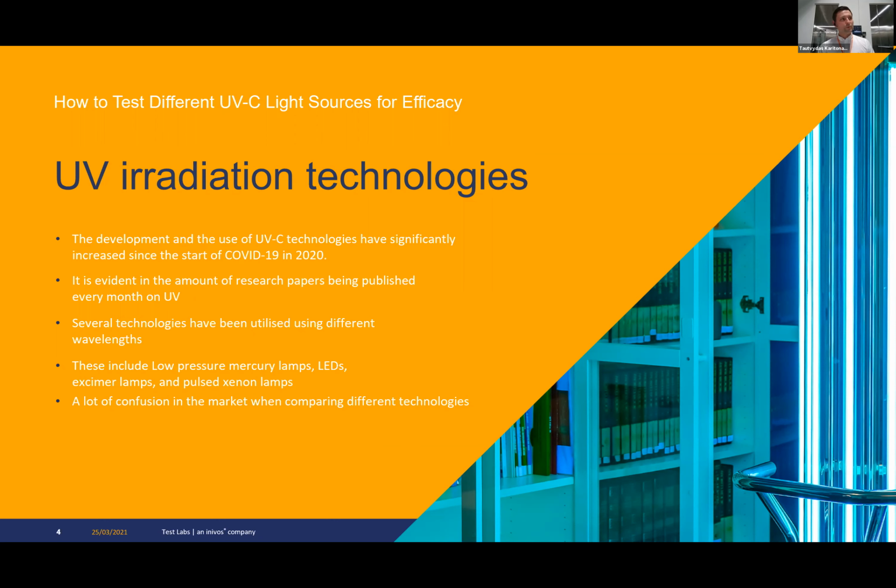Yeah, I think it's really important to ask that, because clearly the market is moving. We've seen an increase in the use of UVC technologies since 2020, and clearly that was a response to the pandemic. It's absolutely evident in the amount of research papers being published on a monthly basis. And it's clear there are several technologies being used in different ways. But I suppose the challenge is that when you talk to customers, you feel that they are quite confused. And when you try and compare different technologies for different applications, there isn't really a method.